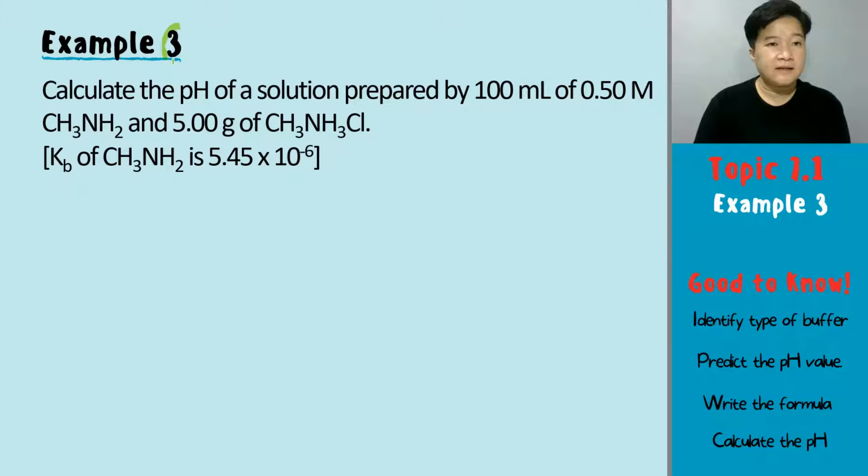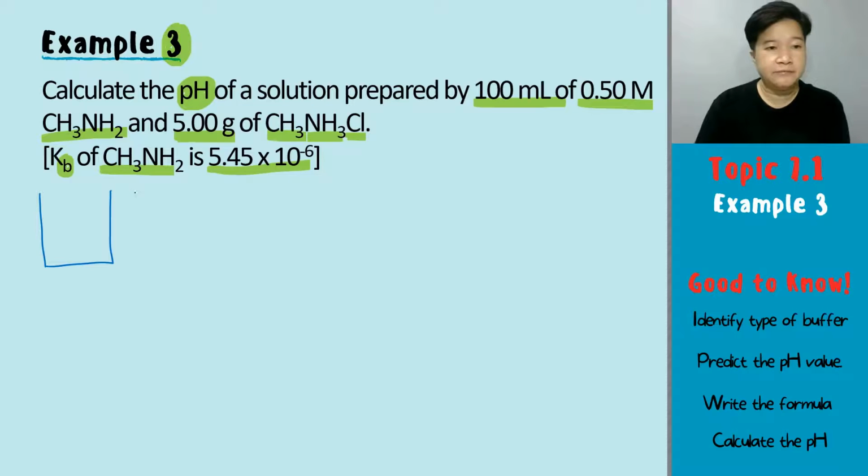Okay? Next and the last example for this video, your example 3. Calculate the pH again of a solution prepared by 100 milliliter of 0.5 molar of your CH3NH2 and 5 gram of CH3NH3Cl. So the Kb value is given for your CH3NH2. Right now in your beaker, what have you put in? You have put in 100 milliliter of 0.5 molar CH3NH2. The next thing that you put into the same beaker is 5 gram of your CH3NH3Cl.